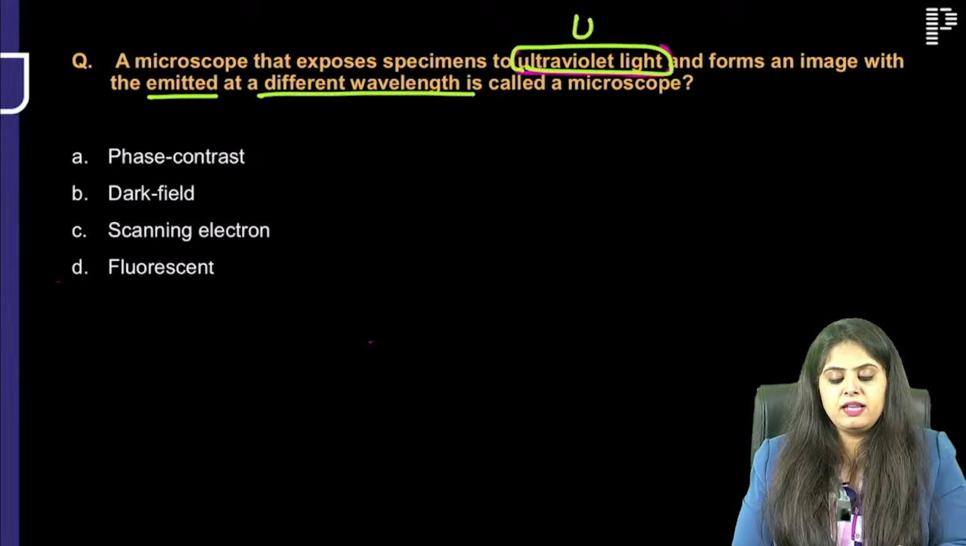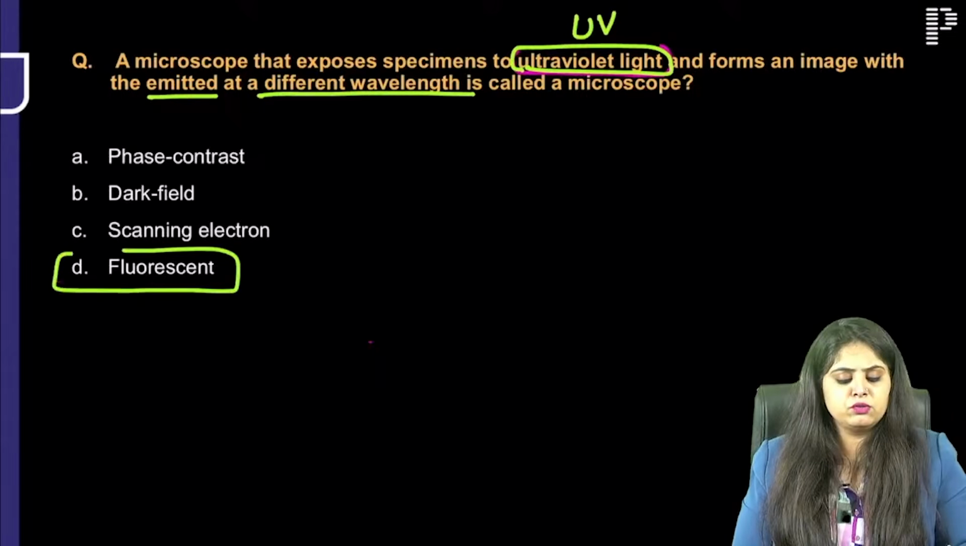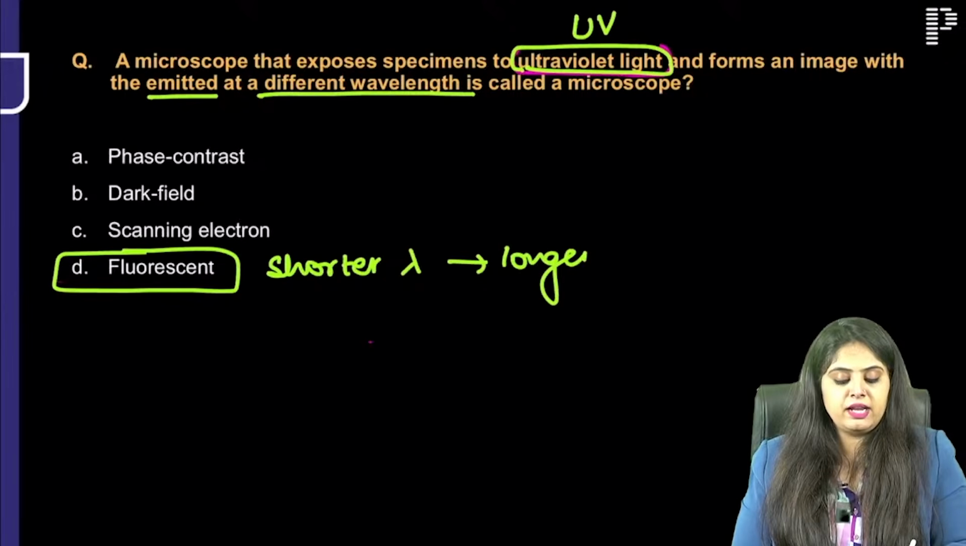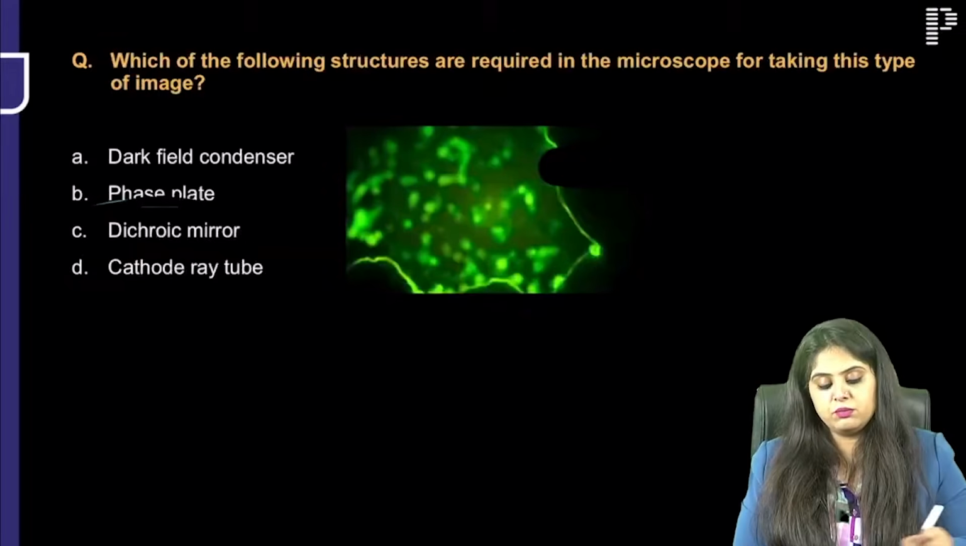Ma'am, ultraviolet light was used only in fluorescent microscope, and the next sentence says you had taught us that shorter wavelength is converted into a longer wavelength, and that is also right because it is emitted at a different wavelength. Yes, fluorescent microscope, very good.